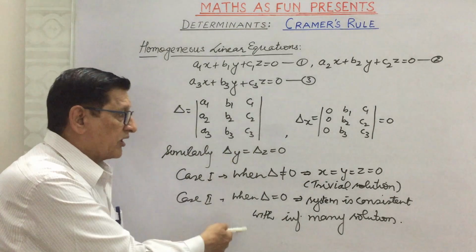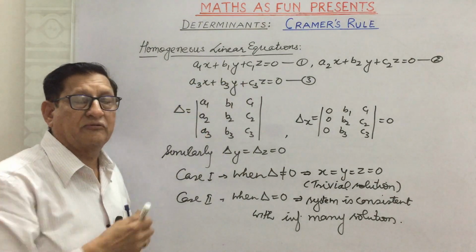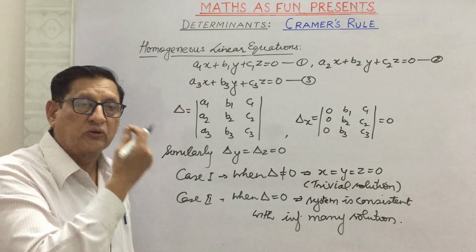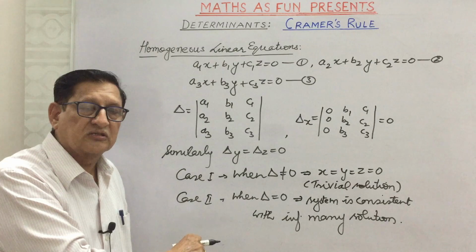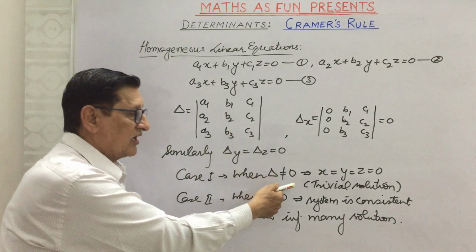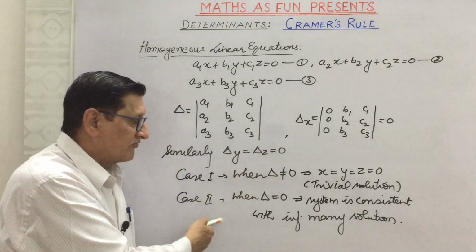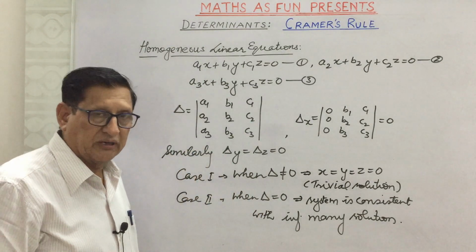It means there is no case in case of homogeneous linear equations where there will be no solution, the system will be inconsistent. The system is always consistent. The only thing is either it will have a trivial solution or it will have infinitely many solutions.